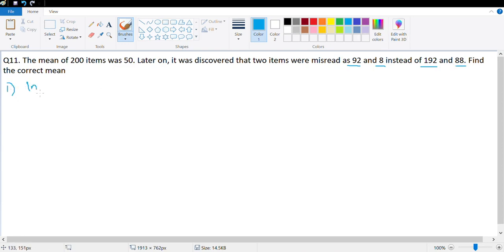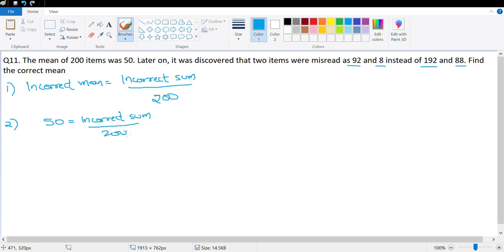So incorrect mean is equal to incorrect sum upon number of observations, in this case 200. So let's put the values. So 50 is equal to incorrect sum upon 200, which means incorrect summation of x is equal to 200 into 50, which is equal to 10,000. Now let's calculate the correct sum.